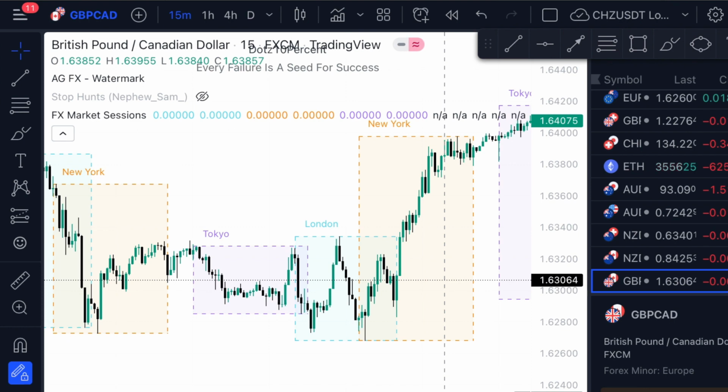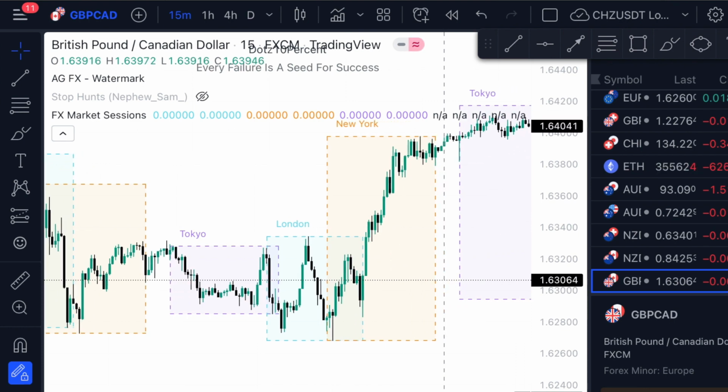Okay, so here I've got a very textbook example. You can see the Asia range, just quite sideways movement. You see a swing within London in one direction, and you'll see New York give a swing in the other direction.